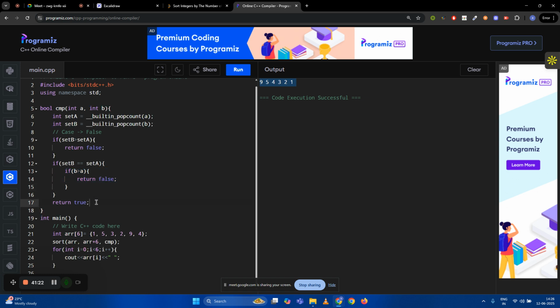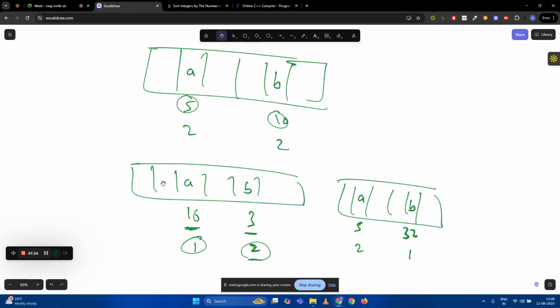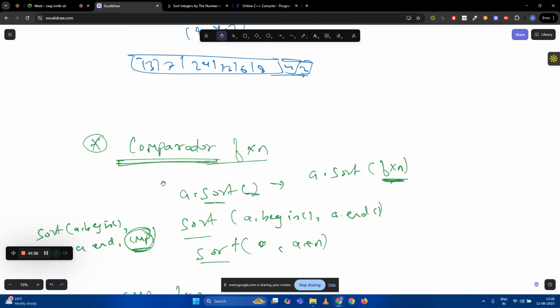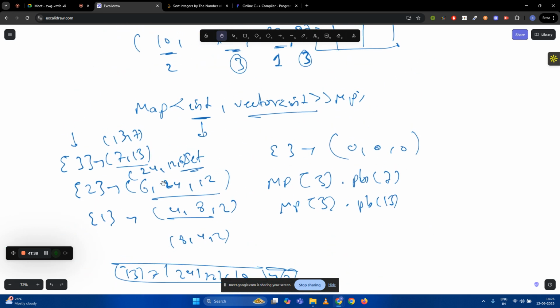So always remember, when you are writing a comparator function, you always have to write the case of false first. This will make your life easier. As simple as that. Let's take an example. Let's check whether we are correct or not.